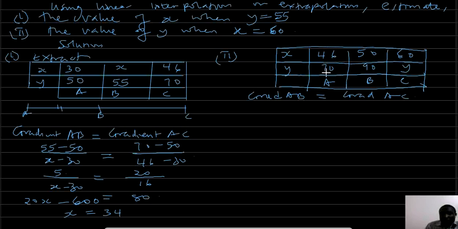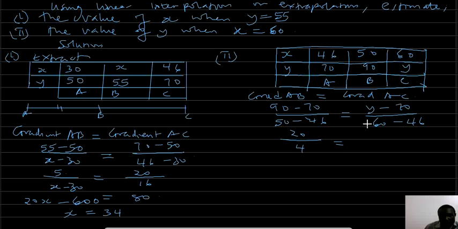So this is A, this is B. I'm going to get the gradient between these. So I will have 90 minus 70 divided by 50 minus 46, giving us the gradient. For AC, this is C, this is A. So I have y minus 70 divided by 60 minus 46. When you subtract here, 90 minus 70, you get 20, divided by 50 minus 46, you get 4 here, giving us y minus 70 divided by 14.